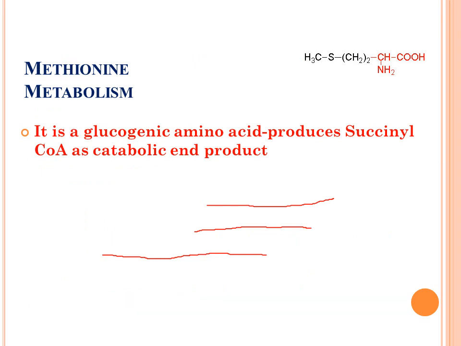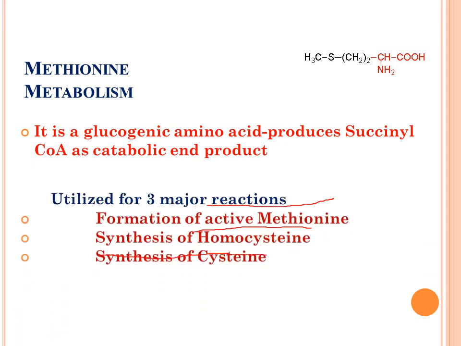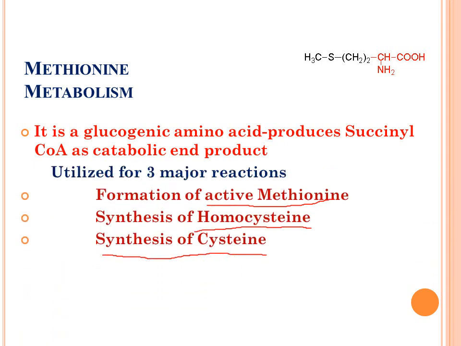Now first of all, coming to methionine. Methionine is a glucogenic amino acid, which produces succinyl CoA as its product, and there are three important roles of methionine. It will be utilized for the synthesis of active methionine in the form of S-adenosyl methionine. It will be synthesizing homocysteine, and as I told you, it will be utilized for the synthesis of the other sulfur containing amino acid, cysteine.